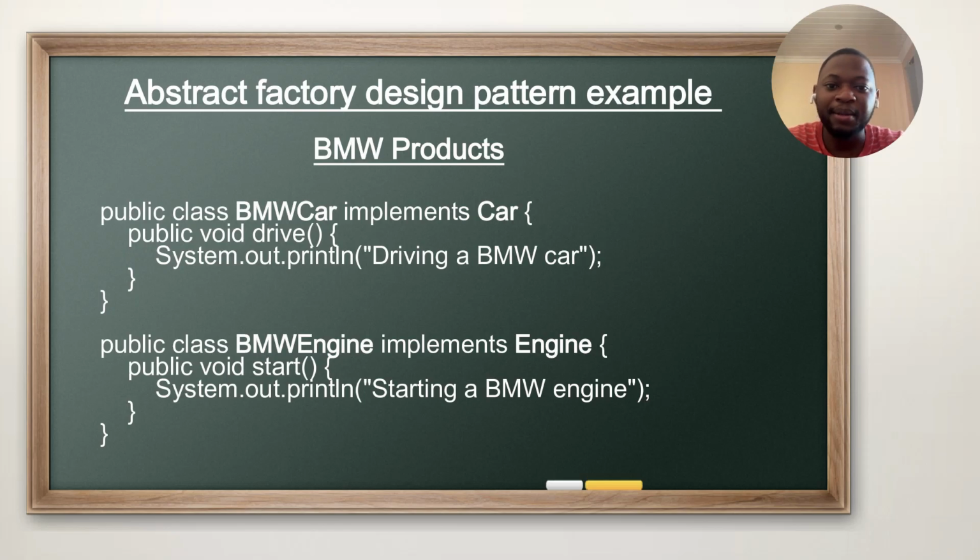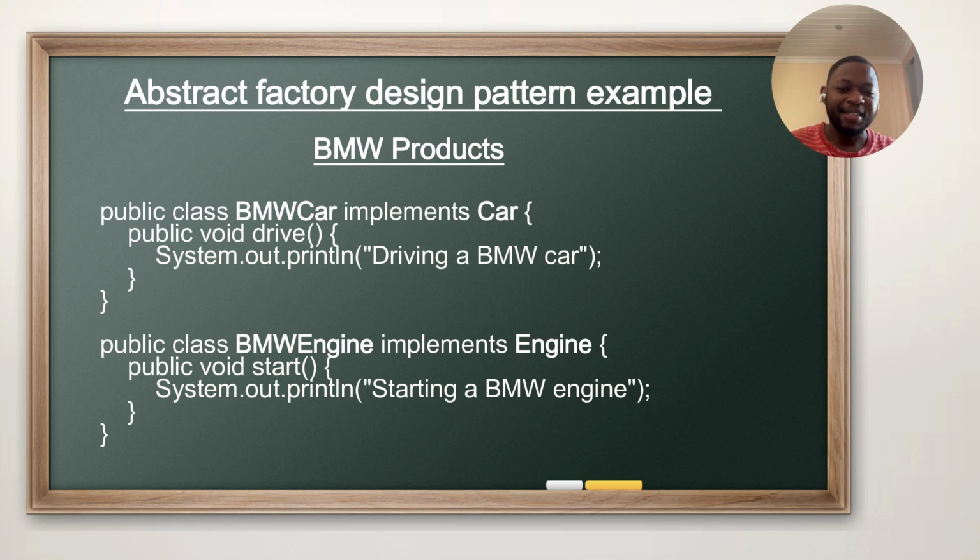Now with our BMW products, we have a BMW car that implements the car interface, and when we try to invoke the drive method from the BMW car class object, we should have driving a BMW car printed out on our console. Below that we have a BMW engine class that implements the engine interface, and we are also required to implement the start method, which when invoked should print out starting a BMW engine.